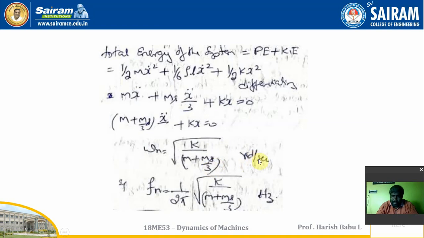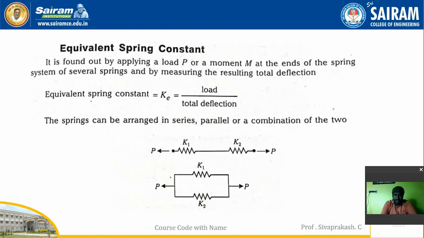So that will be in terms of radians per second. If you want it in hertz, Fn is equal to 1 by 2 pi root of k divided by m plus ms divided by 3, in terms of hertz. So this is the equation you use when you want to consider the mass of the spring.